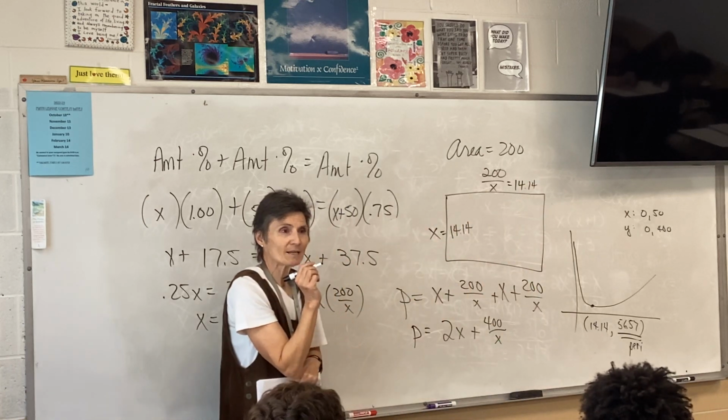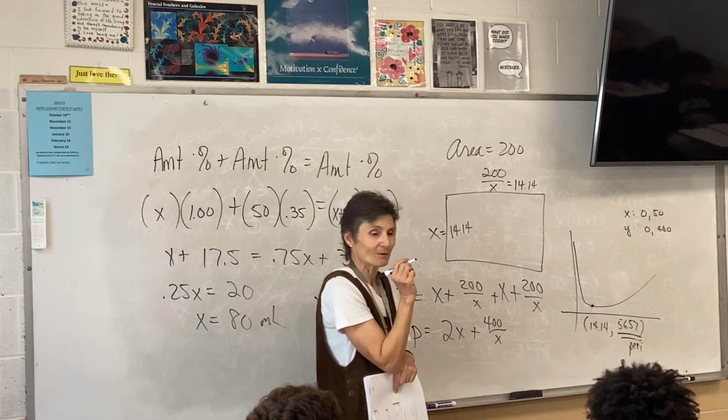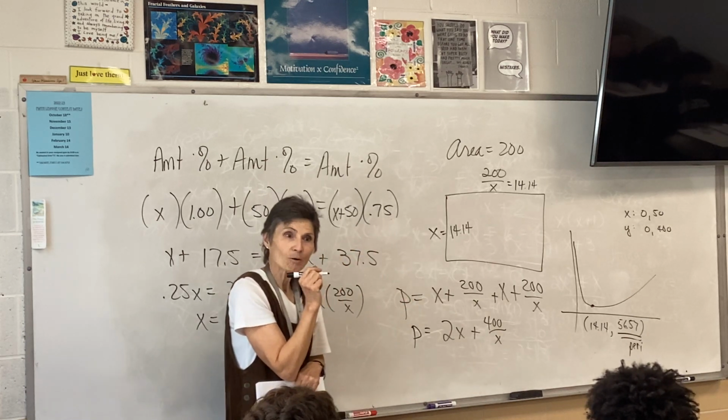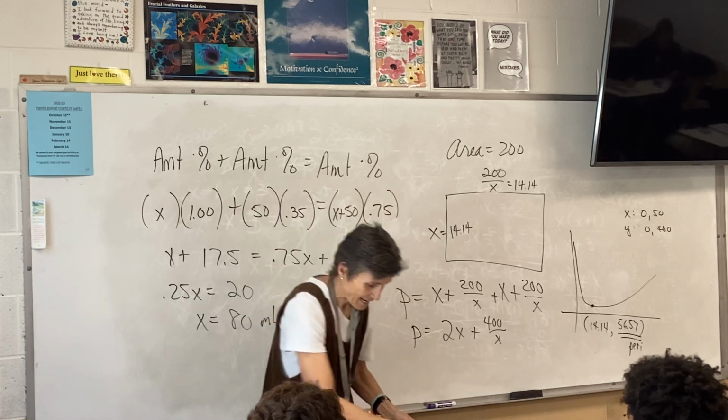So what kind of rectangle should I build to minimize the perimeter? A square. How cool is that? How cool is that? All right, that's it for that.